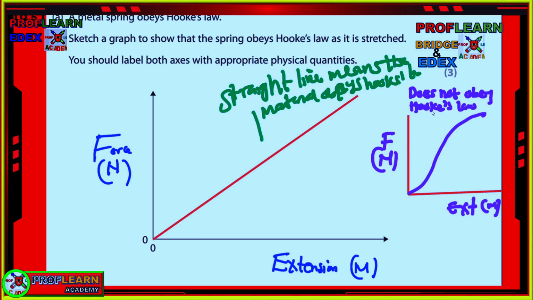Now, if it does not obey Hooke's law, you are going to have a nonlinear line, a curve. For instance, a rubber band will behave this way. So if you are asked to state how the graph shows that the material obeys Hooke's law, it is when it's a straight line, right?